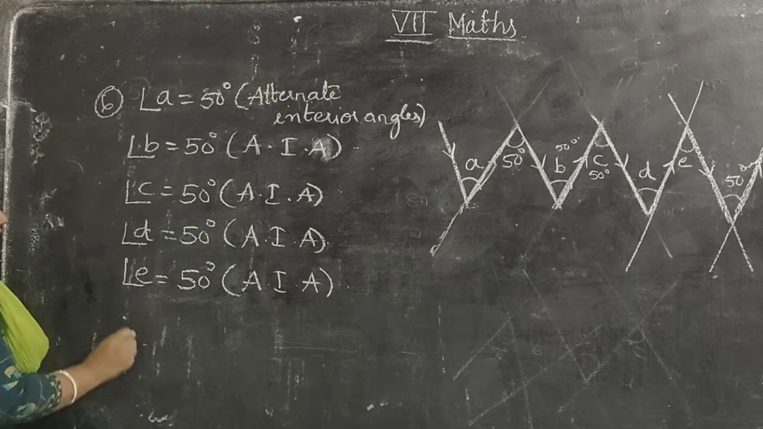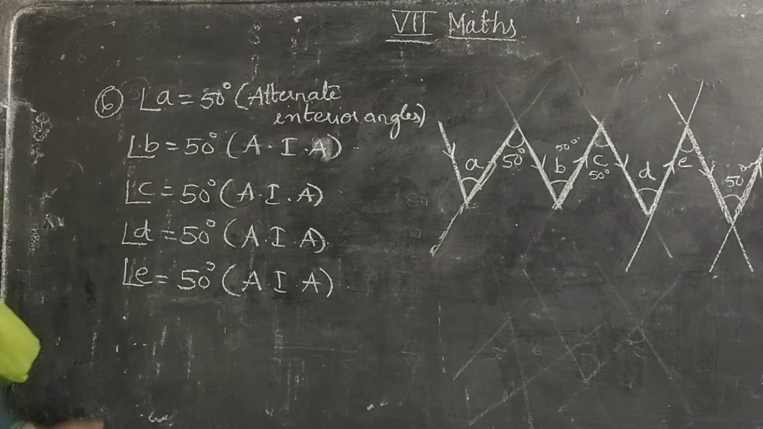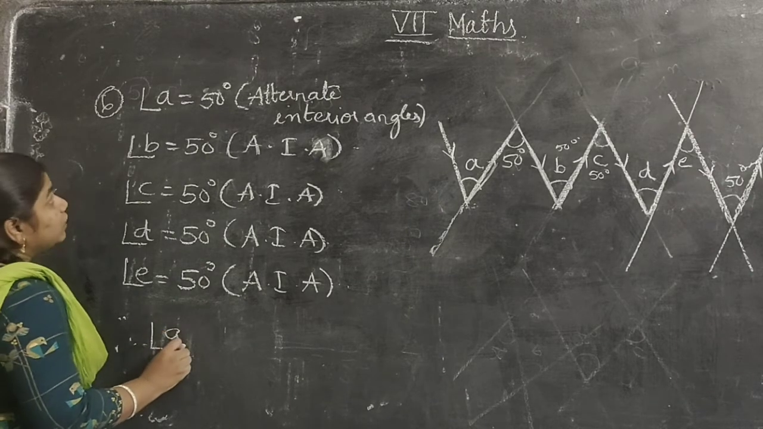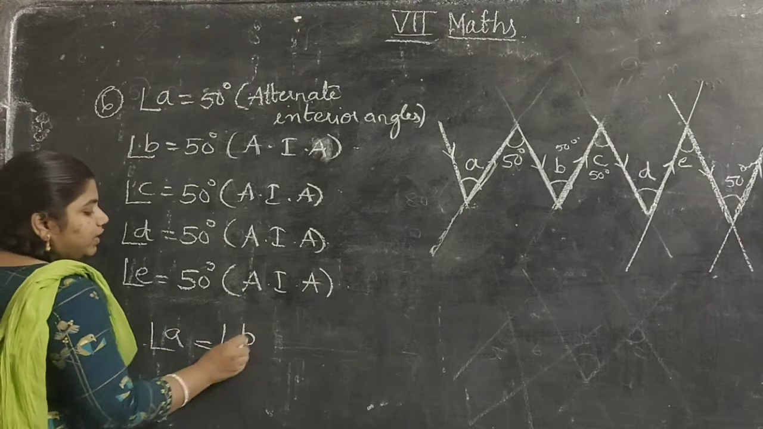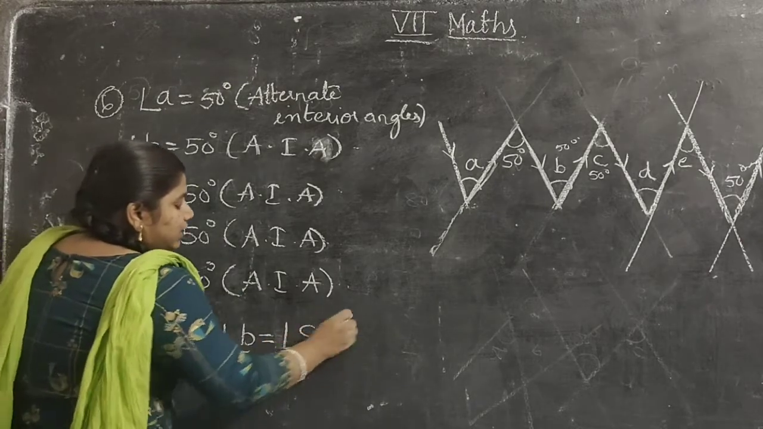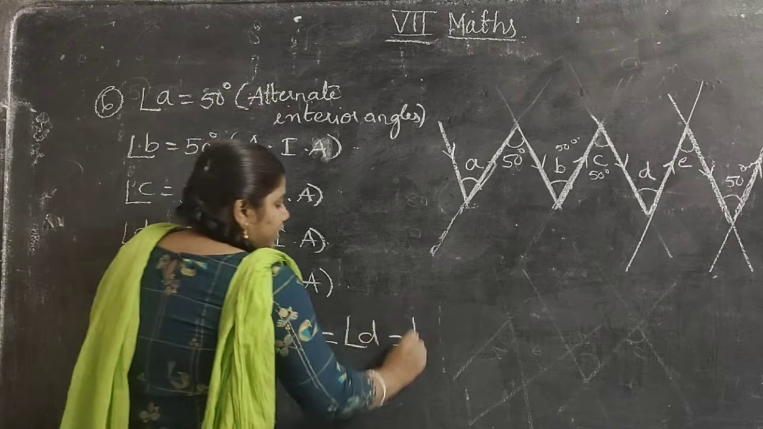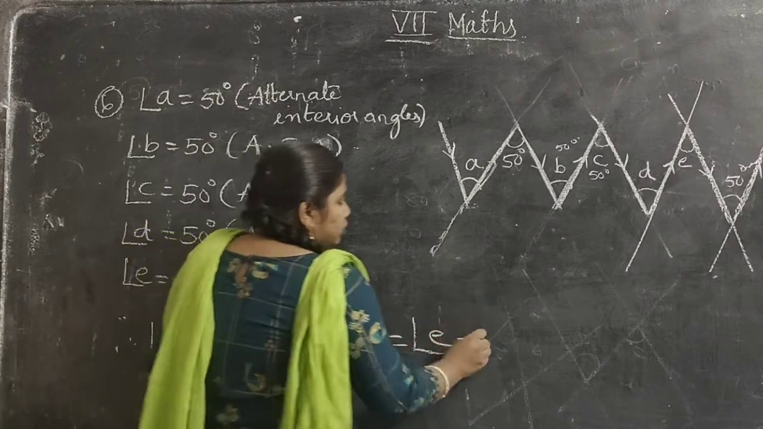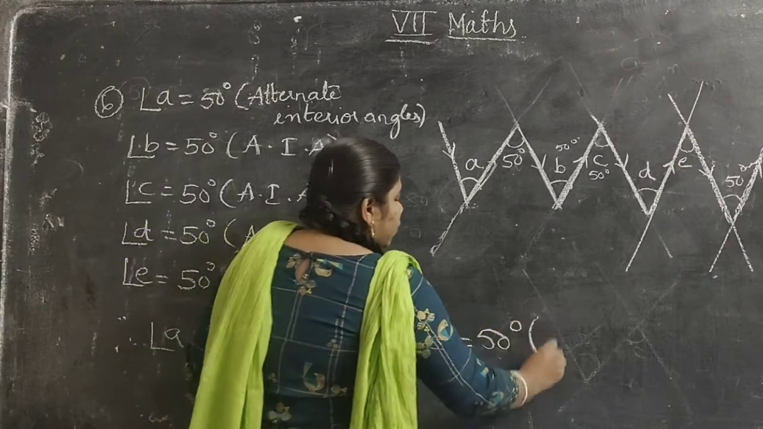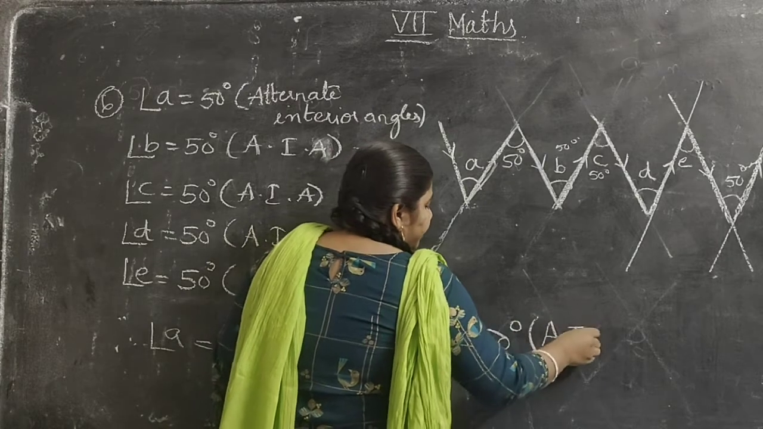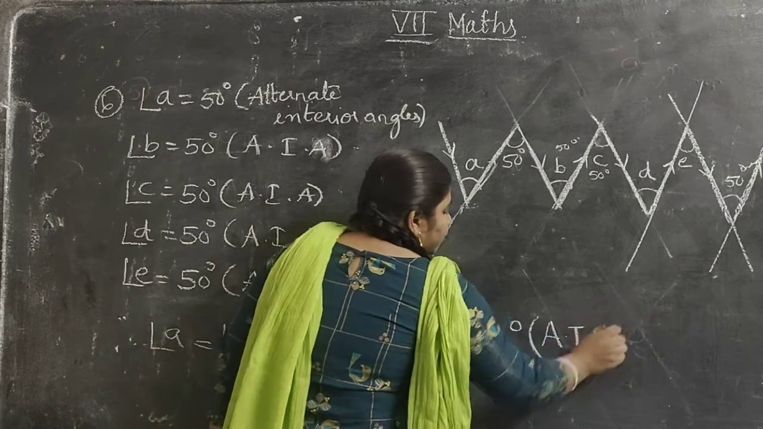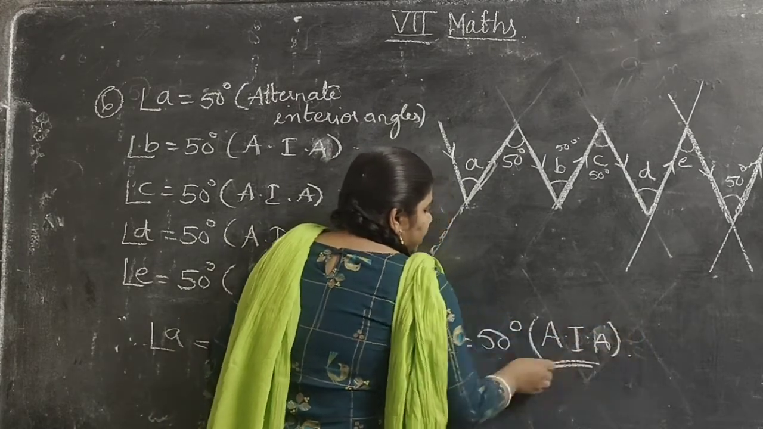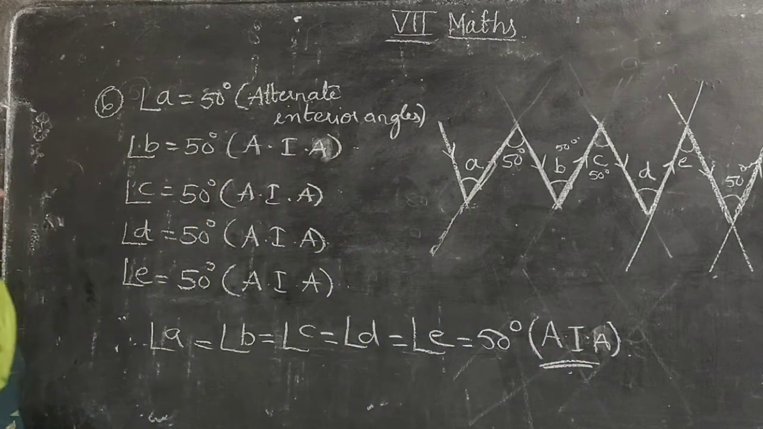So what angle values did we get now? Therefore, angle A is equal to, angle B is equal to, angle C is equal to... So we know that alternate interior angles will be equal. This is our last question in the exercise. Now we will do our additional questions.